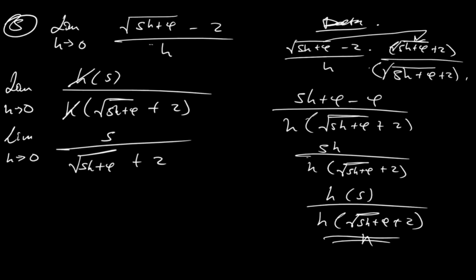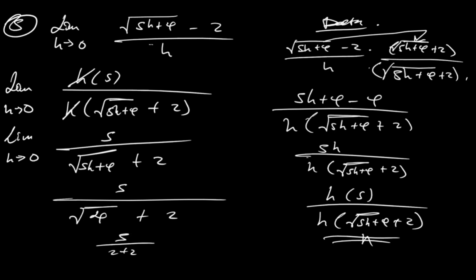And at this point you can try and plug in. So 5 over, so you know that 5 times 0 is 0, so you just end up having 4 plus 2. Root of 4 is 2, so you have 5 over 2 plus 2. This gives you 5 over 4 as your limit.